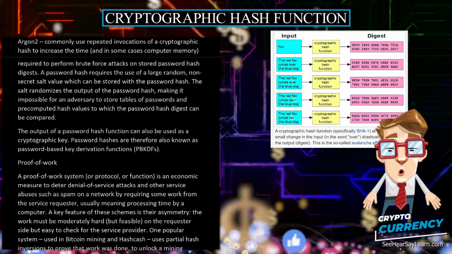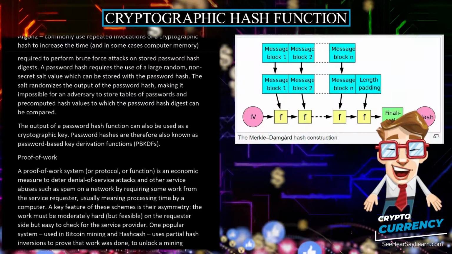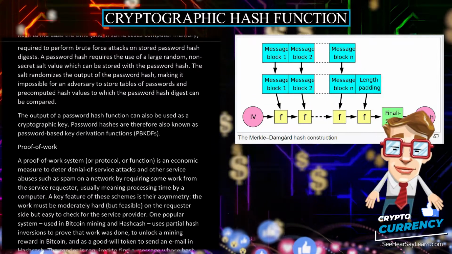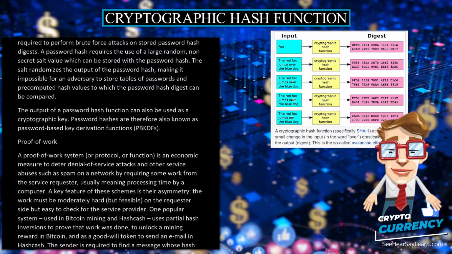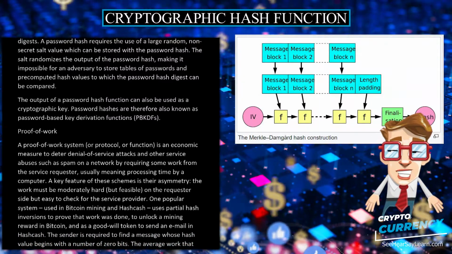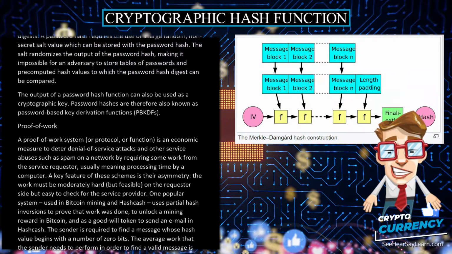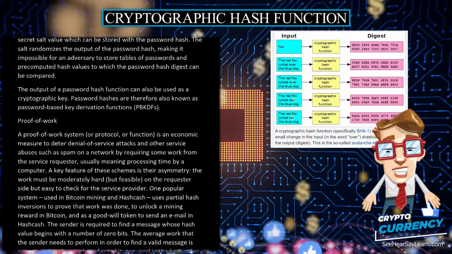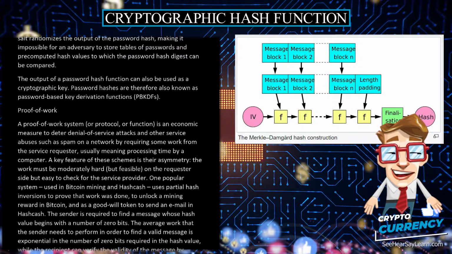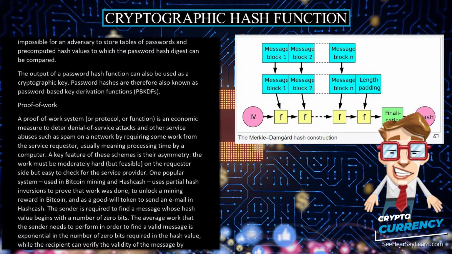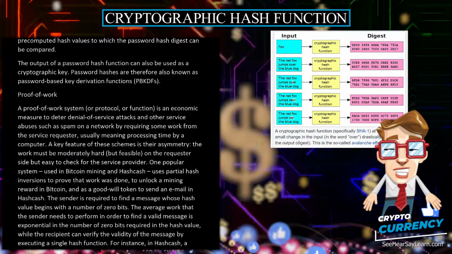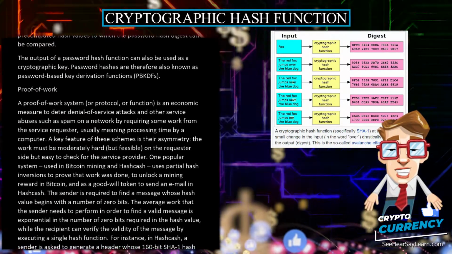One popular system, used in Bitcoin mining and Hashcash, uses partial hash inversions to prove that work was done, to unlock a mining reward in Bitcoin, and as a goodwill token to send an email in Hashcash. The sender is required to find a message whose hash value begins with a number of 0 bits. The average work that the sender needs to perform in order to find a valid message is exponential in the number of 0 bits required in the hash value, while the recipient can verify the validity of the message by executing a single hash function.